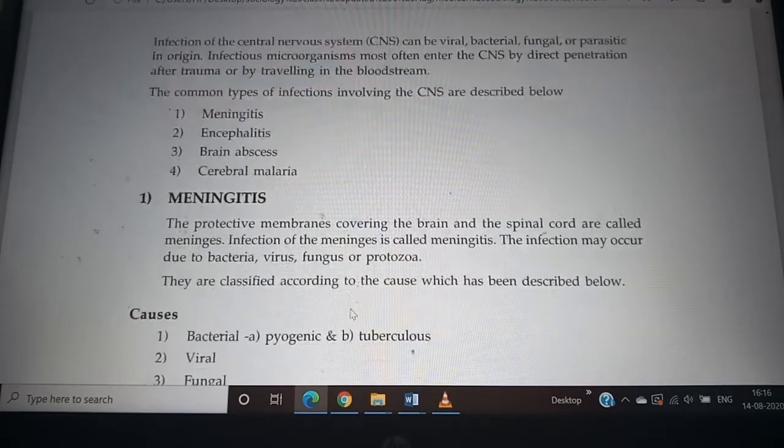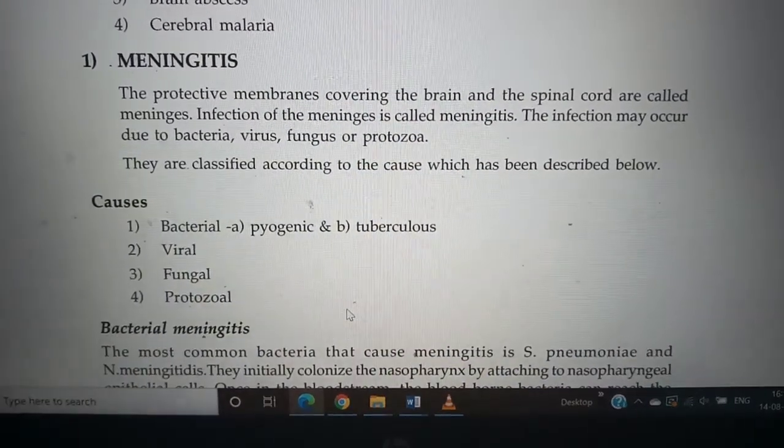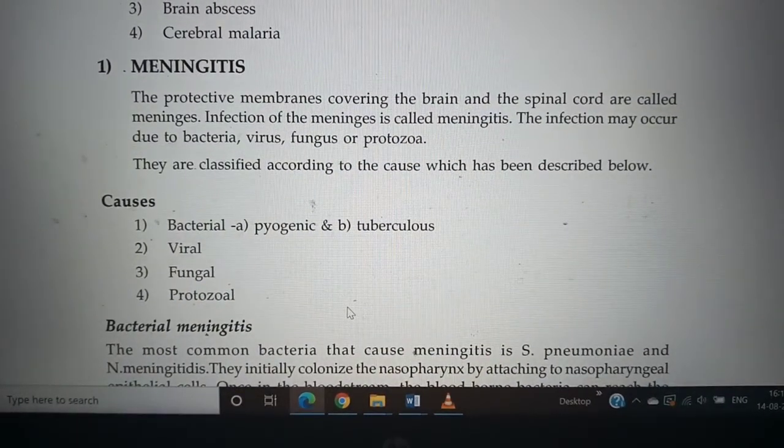See, meningitis, the brain is covered with meninges. Okay, so meningitis is the inflammation. Itis always means inflammation. So meningitis means inflammation of the meninges. So the protective membrane which covers the brain and spinal cord are called meninges. So it is a membrane which covers the brain and spinal cord. When these meninges have infection, it is called meningitis, and there is inflammation of the meninges.